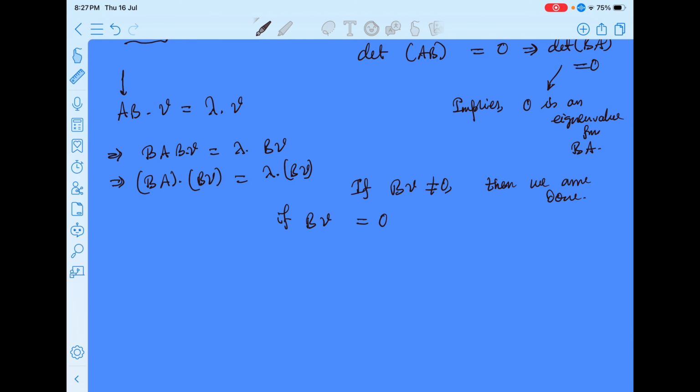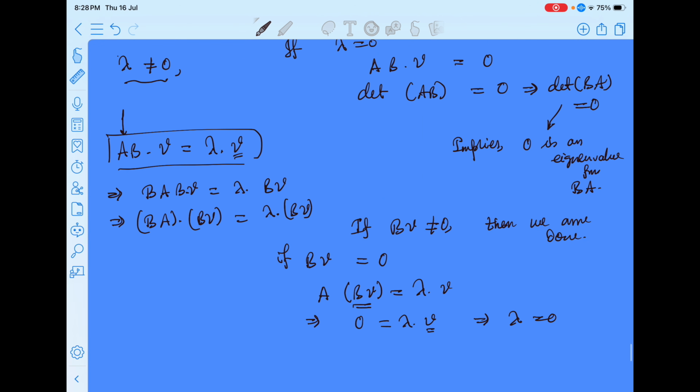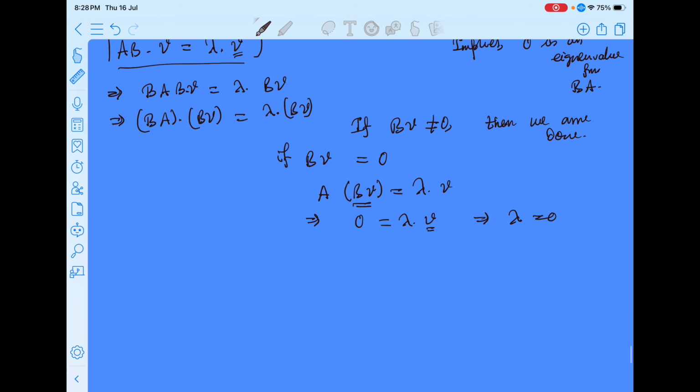If BV equals 0, then by this equation we have A times BV equal to lambda V, and BV equal to 0, that means 0 equals lambda V. And 0 equals lambda V implies lambda equals 0. Why? Because for being an eigenvalue, this V has to be non-zero. So lambda equals 0. But we chose that lambda is not equal to 0, so that means BV is non-zero. So lambda is an eigenvalue of AB implies lambda is an eigenvalue of BA.